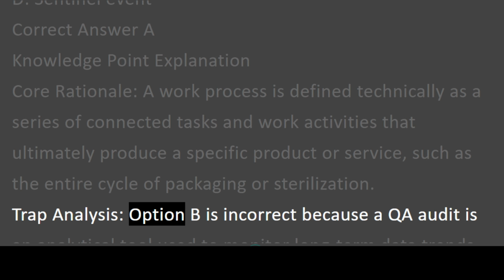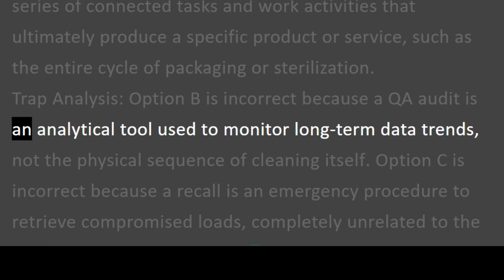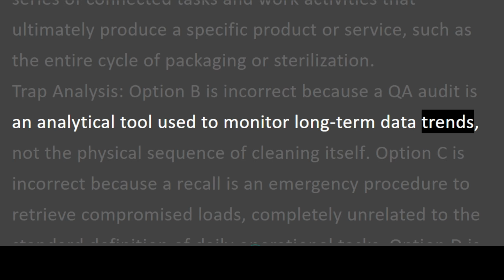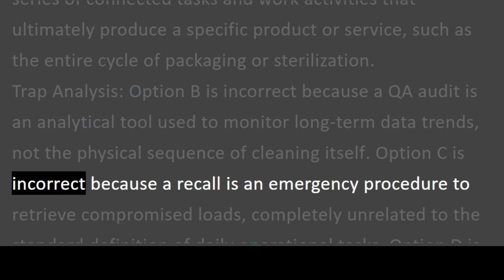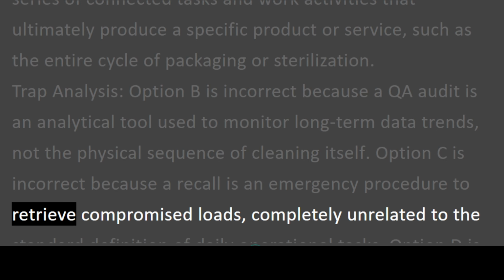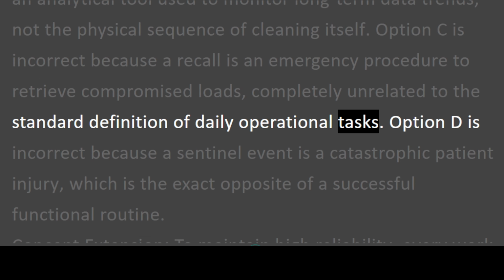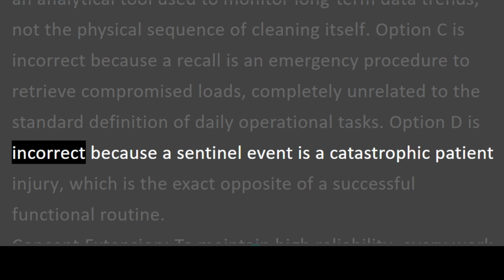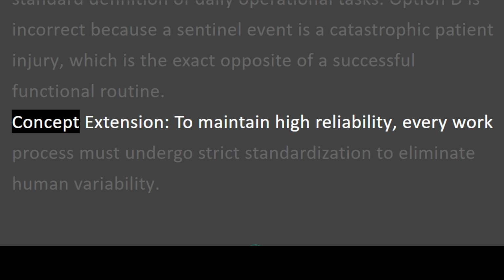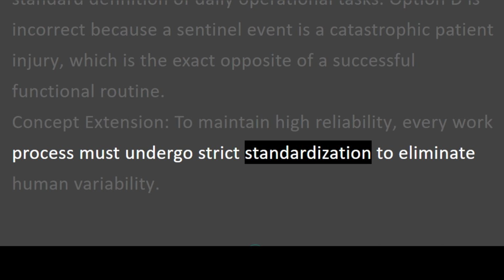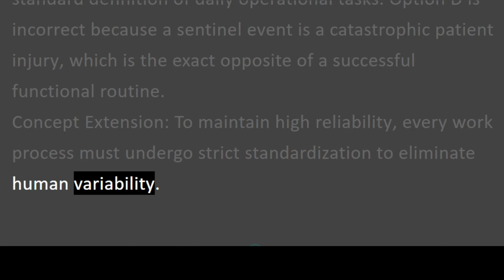Trap analysis. Option B is incorrect because a QA audit is an analytical tool used to monitor long-term data trends, not the physical sequence of cleaning itself. Option C is incorrect because a recall is an emergency procedure to retrieve compromised loads, completely unrelated to the standard definition of daily operational tasks. Option D is incorrect because a sentinel event is a catastrophic patient injury, which is the exact opposite of a successful functional routine. Concept extension. To maintain high reliability, every work process must undergo strict standardization to eliminate human variability.